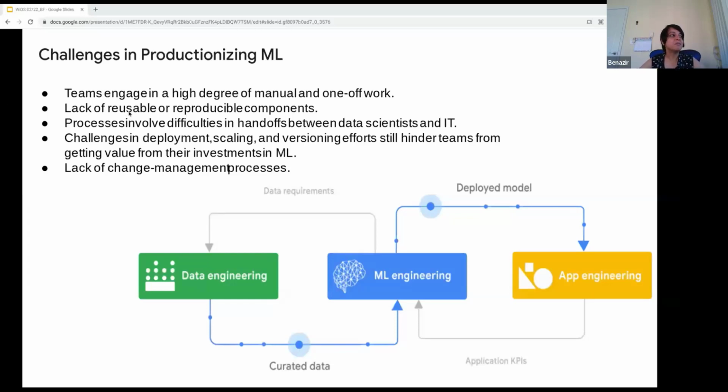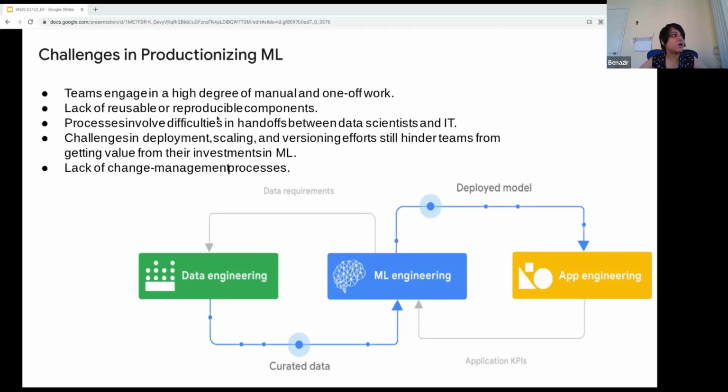Second is, wherever there is a lot of manual work, it means that you don't have reproducible and repeatable assets that you can use. So with some of the tools that I'm going to talk about later, as part of best practices, for example, pipelines, you end up creating reproducible modular components that can be used maybe not just by your team, but even other teams in your organization.